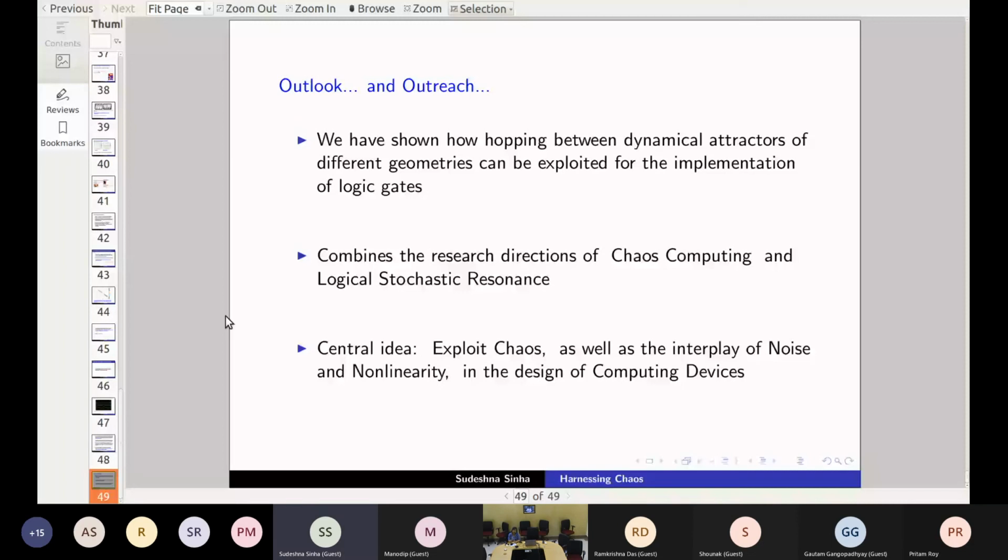So basically, what did we try? We tried to exploit chaos, all the temporal patterns embedded in it, as well as try to exploit the interplay of noise and nonlinearity. And we tried to do something with it, and the something was the design of computing devices which could be more flexible, more reconfigurable than the usual stuff. Okay, so that I leave you there, and I am open for questions.